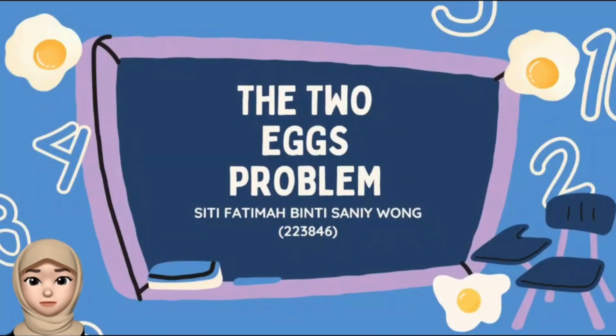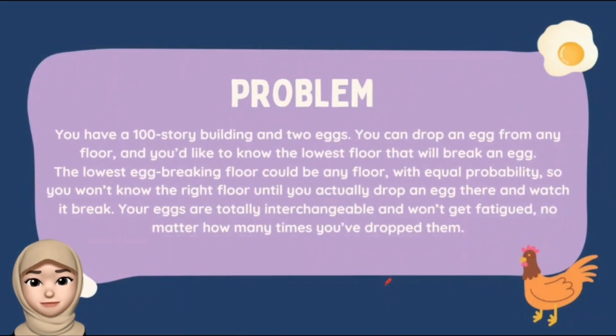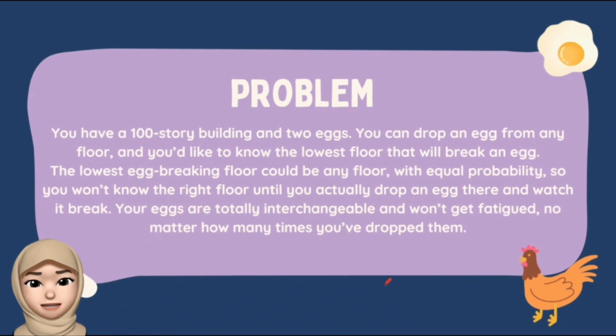Okay, the two-egg problem, by Stephen Ram. The problem is: you have a 100-story building and two eggs. You can drop an egg from any floor, and you would like to know the lowest floor that will break an egg. The lowest egg-breaking floor could be any floor, with equal probability. So you would not know the right floor until you actually drop an egg there and watch it break. Your eggs are totally interchangeable and won't get fatigued, no matter how many times you have dropped them.